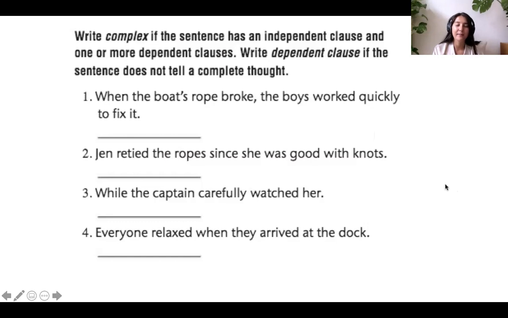Rosie, what do you think? I think it is a complex sentence. Correct, well done. It is a complex sentence. We have a dependent and an independent clause, and it makes sense. It tells a full and complete thought.